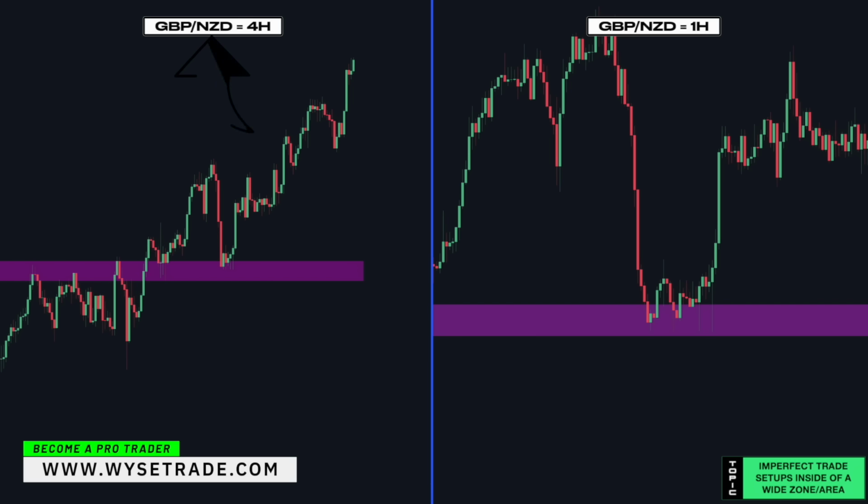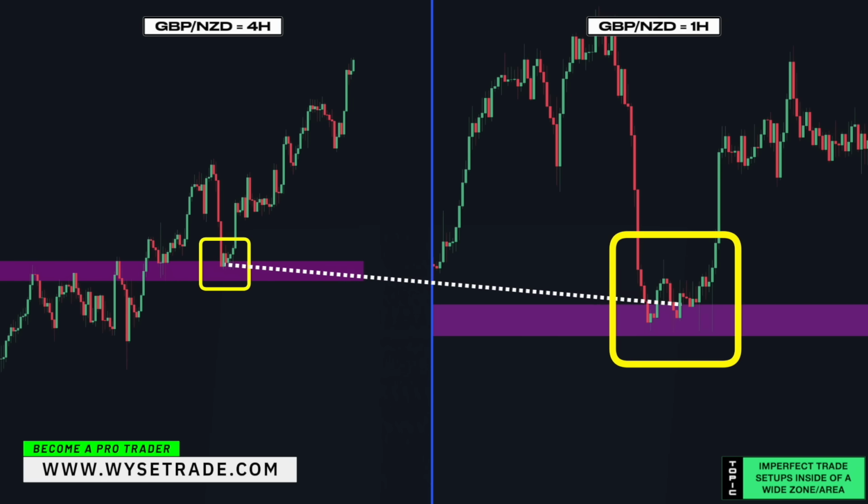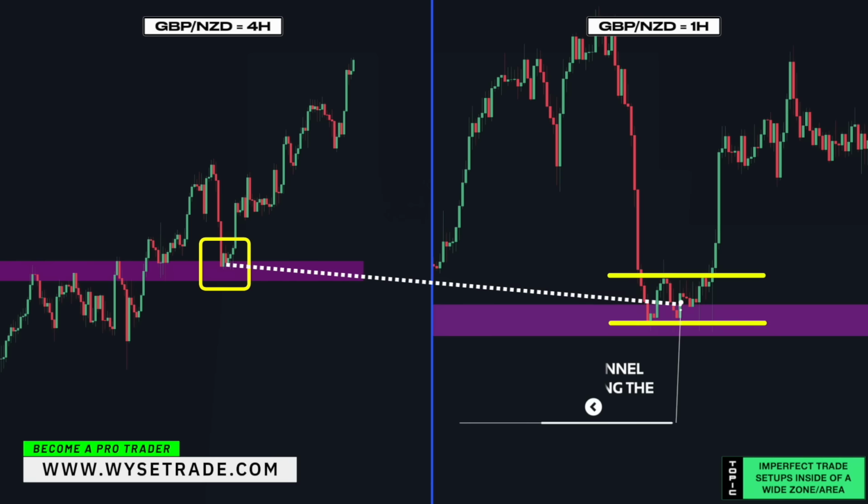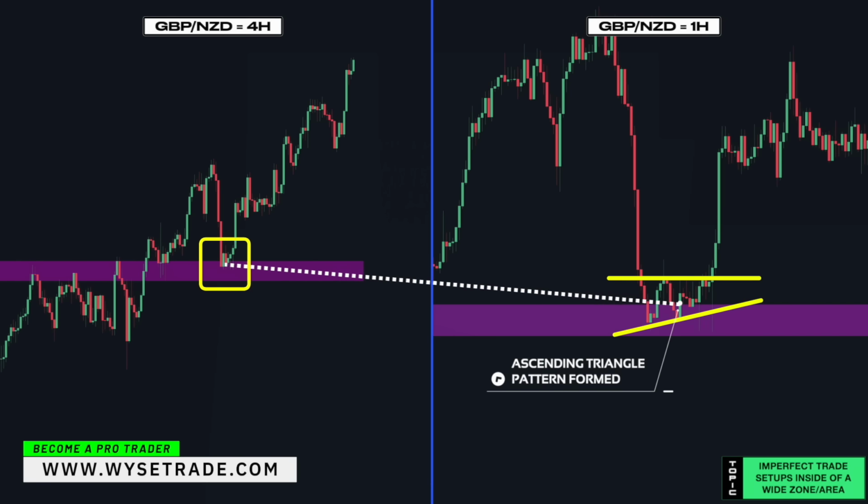On the left is the pound Kiwi 4-hour time frame we just looked at, and on the right is the pound Kiwi 1-hour time frame. This key zone here is this same zone here. The trade setup we identified here is this same area here. Now, when you look inside of the candlestick price action from the 4-hour time frame, but on the 1-hour time frame, you had a form of sideways channel pattern or an ascending triangle pattern as well.